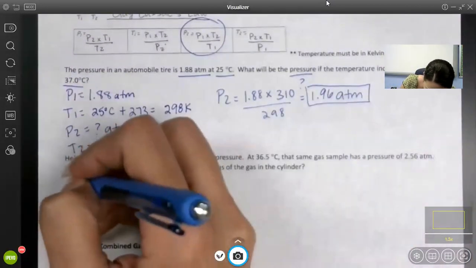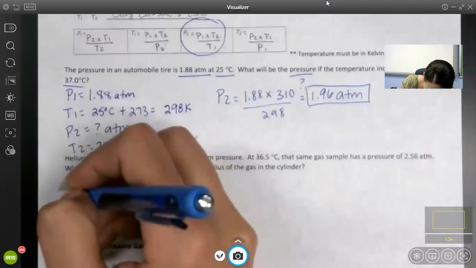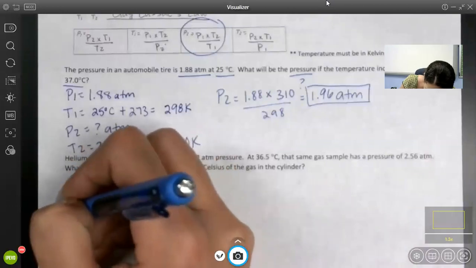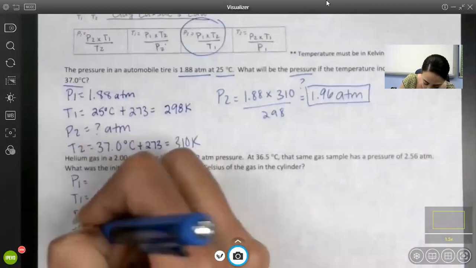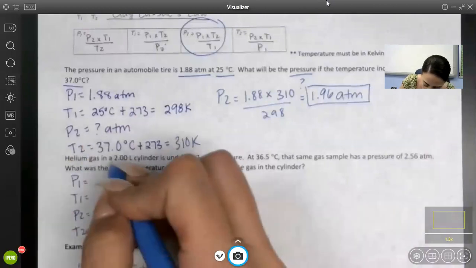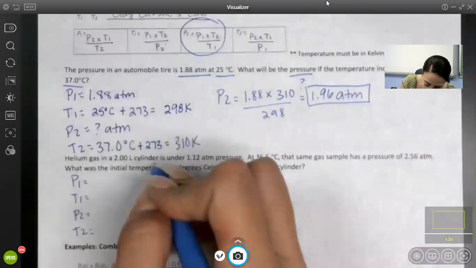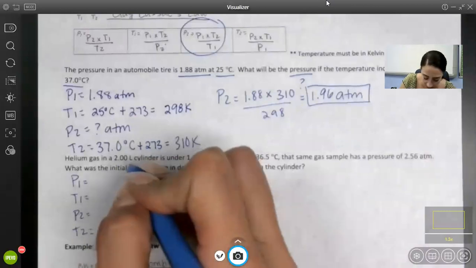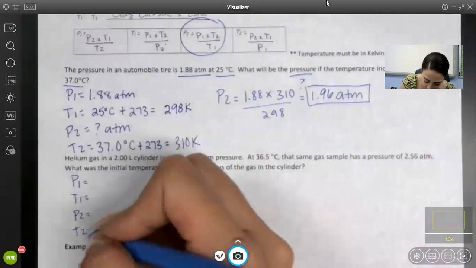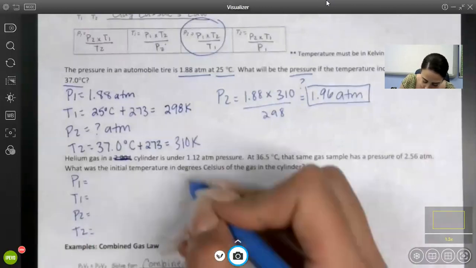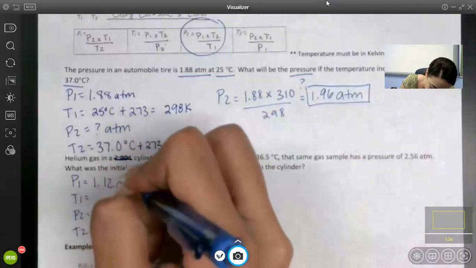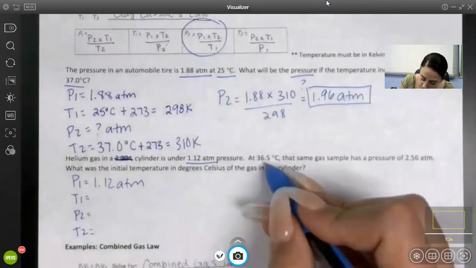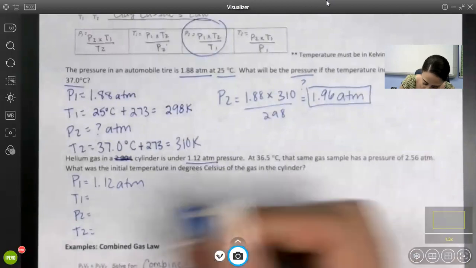we are again working with Gay-Lussac's law, so it's pressure 1, temperature 1, pressure 2, temperature 2. When you're reading, it says helium gas in a 2-liter cylinder. Liters is a volume, and with Gay-Lussac's law we don't need volume, so that's just extra information. It's at 1.12 atm pressure. Then they changed the temperature to 36.5 degrees Celsius.